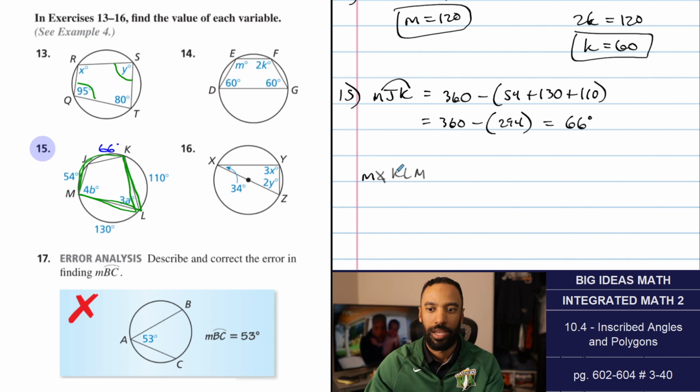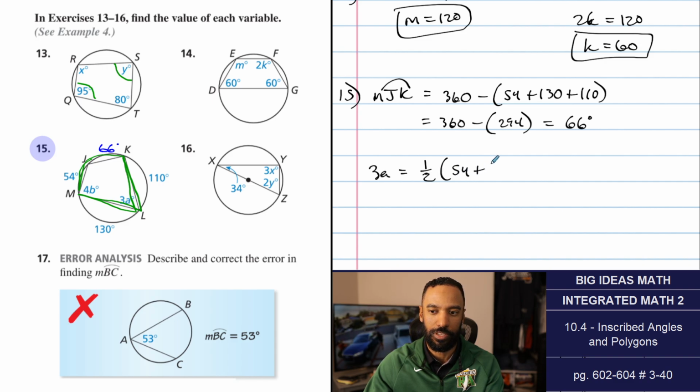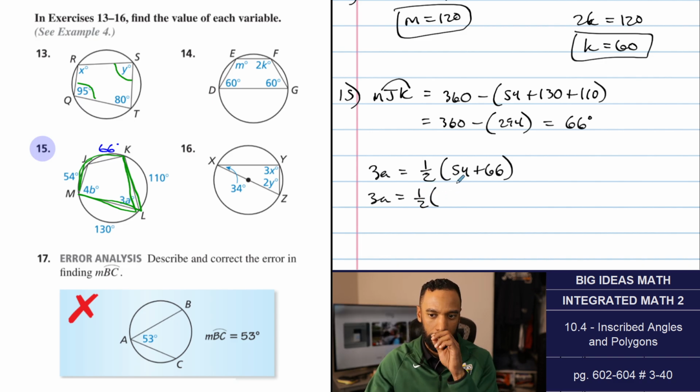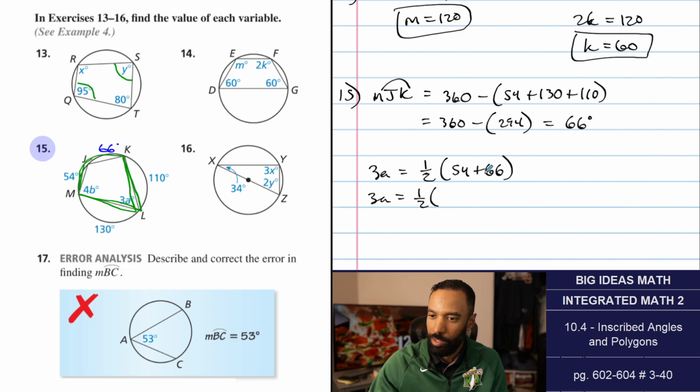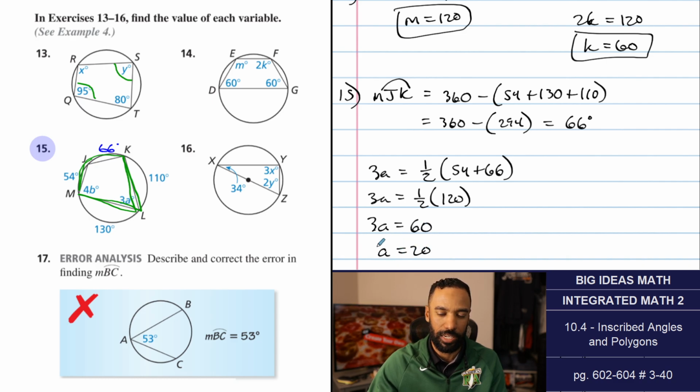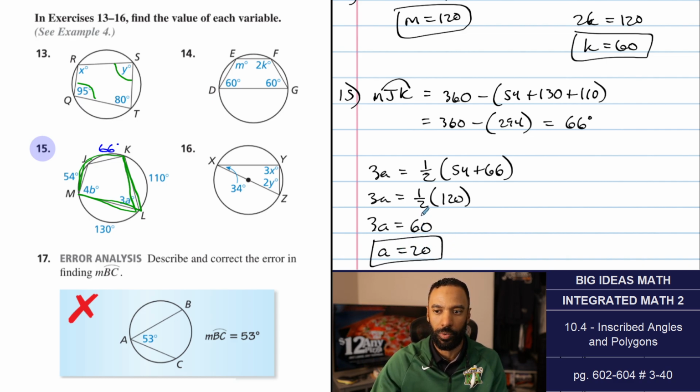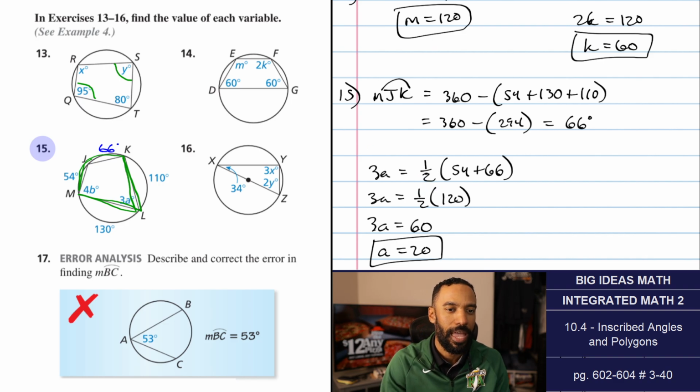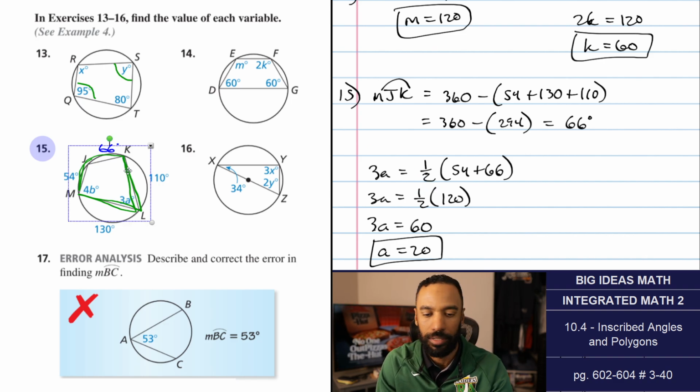Let's just write 3A. The 3A is going to be half of the measure of its intercepted arc, which is the sum of the 54 and the 66. So let's keep the 3A here. I could double things right now, but I'm just going to leave it. 54 plus 66 is 120. So half of 120, 3A will be 60 degrees, so A will be 20 degrees, or 20, because the degrees are already represented on the problem. And that's where that one comes in.